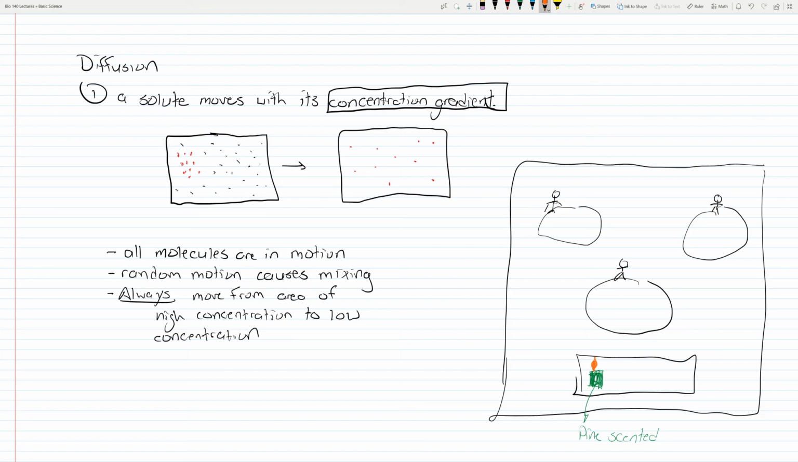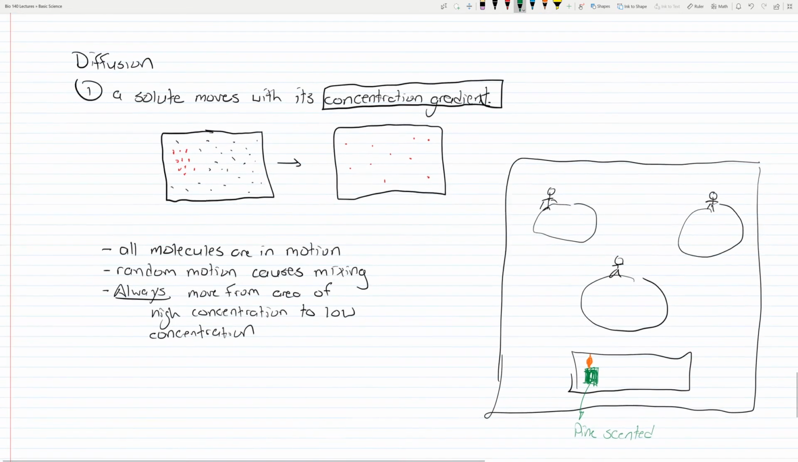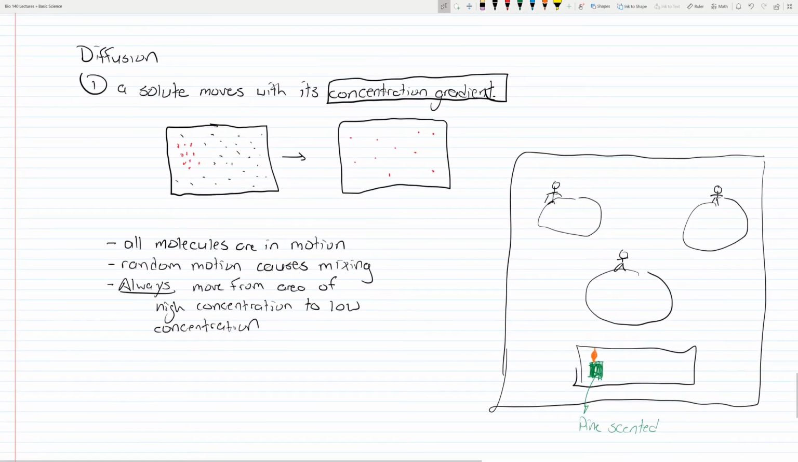Okay. As I light this, what's going to happen is I'm going to start releasing the aromatics from this pine scented candle. They're going to go up. Okay. The people who are closest to the candle are going to smell it first. Now the question you have to answer is why? Sorry, how? How are they going to smell it first?